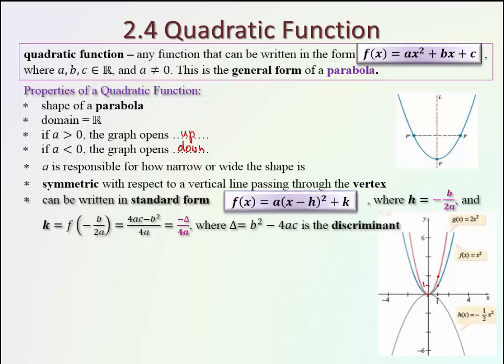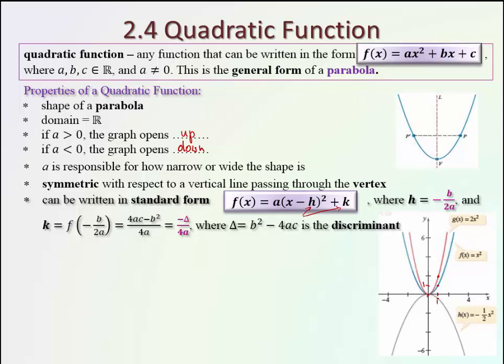A very important property of a quadratic function is the relation of the coordinates of the vertex with the formula. For example, we can rewrite the general form of a parabola as above in a standard form that actually tells us what the coordinates of the vertex are. h and k in this formula stand for the coordinates of the vertex. So the formula goes a, which is the coefficient responsible for the shape of the function, then x minus h squared plus k, where h and k are the coordinates of the vertex.